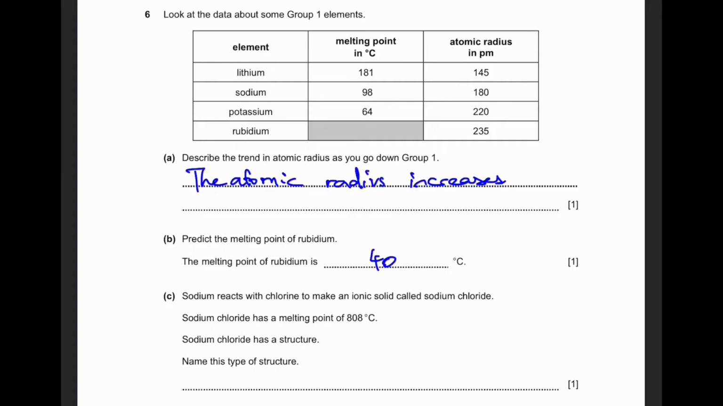Part C. Sodium reacts with chlorine to make an ionic solid called sodium chloride. Sodium chloride has a melting point of 808 degrees Celsius. It has a structure, name this type of structure. Well, ionic solids which have high melting points usually have a lattice structure. And the most common example of lattice structure is sodium chloride, and therefore this will be our answer. Let's go to question 7.